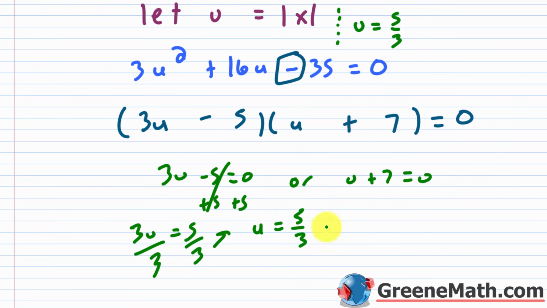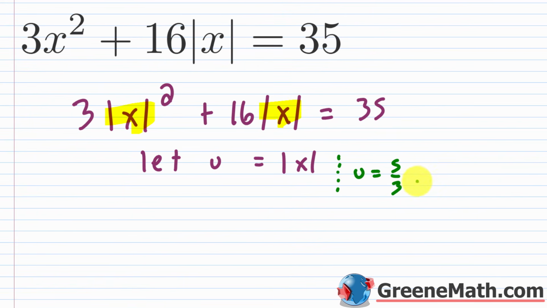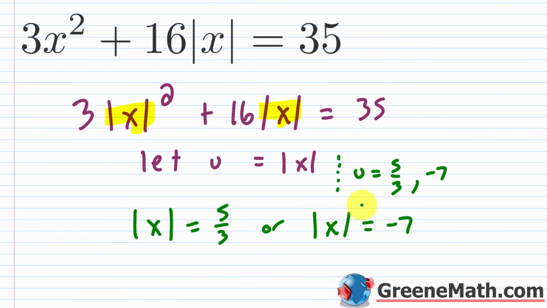And then over here, I'm just going to subtract 7 away from each side of the equation. Let's cancel that, so it could also be negative 7. Let's put negative 7 there. When you solve these, you often get ones that you have to reject. So we let u be equal to the absolute value of x. So I'm just going to say that the absolute value of x is equal to 5/3, or the absolute value of x is equal to negative 7. And I'm just getting that by replacing this u with the absolute value of x.